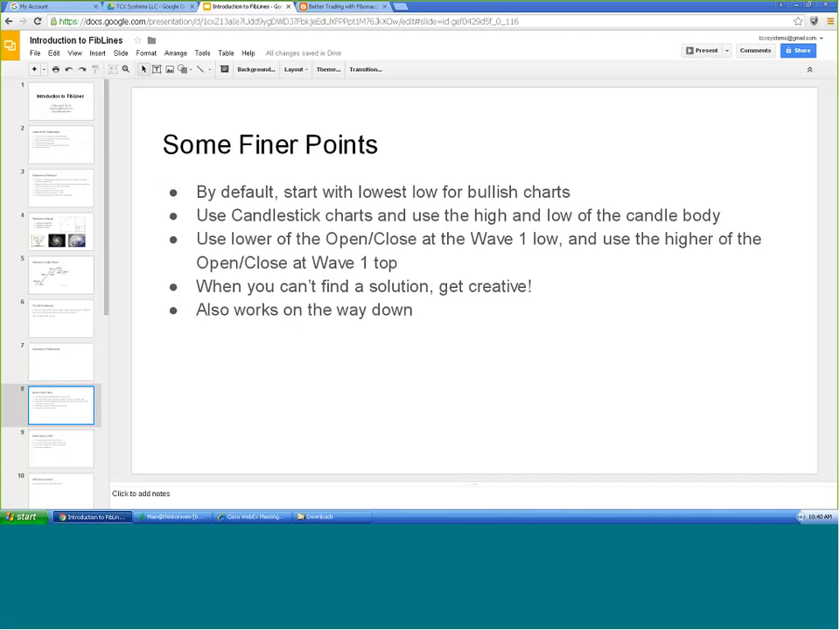So if it's a bullish chart, at the bottom of Wave 1, you want to use the lower of the open and close. And at the top of Wave 1, you want to use the higher of the open and the close. When you can't find a solution, get creative. And it also works on the way down, as I just mentioned. We'll take a look at some examples in a moment.